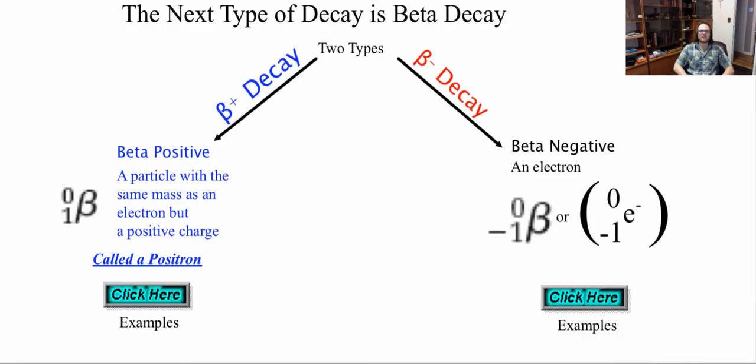So now let's look at negative beta decay. If you remember, negative beta decay is when a neutron releases an electron to turn into a proton. So negative beta decay happens when we have too many neutrons and not enough protons for the atom to be stable. So it's going to convert neutrons to protons to get that ratio just right.